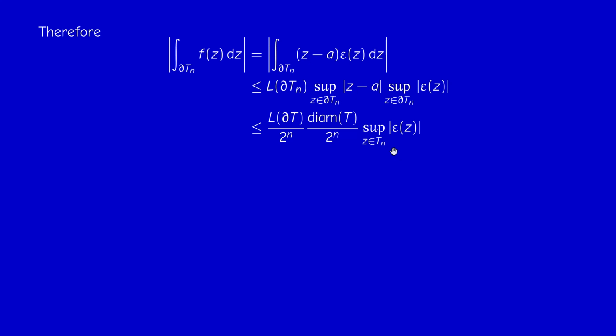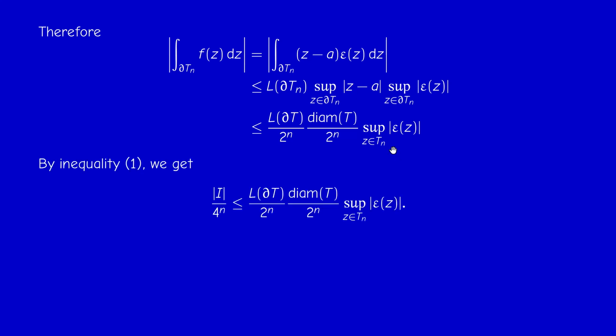Now, we are almost done, because this guy, In, is bigger than 1 over 4^n times modulus of I. So after cancellation, we get this inequality. And when we simplify by 4^n, we get that the modulus of my integral is less than the perimeter times the diameter of the triangle times the supremum of epsilon of z over this small triangle Tn.